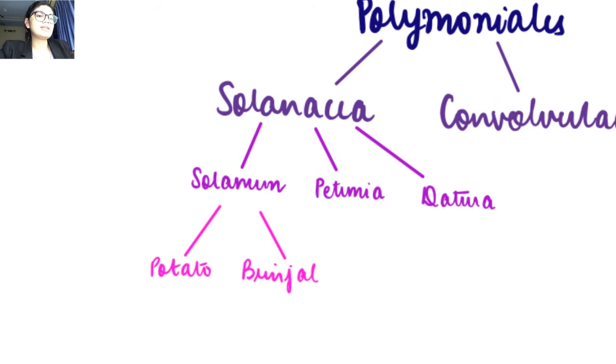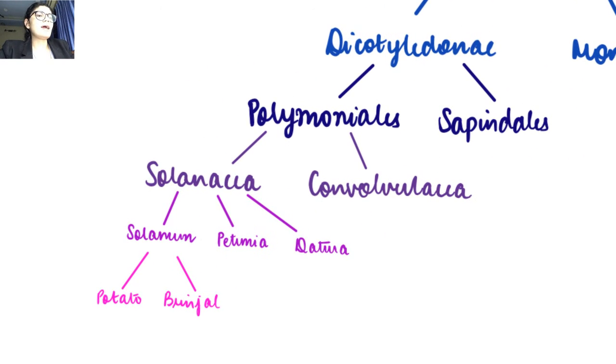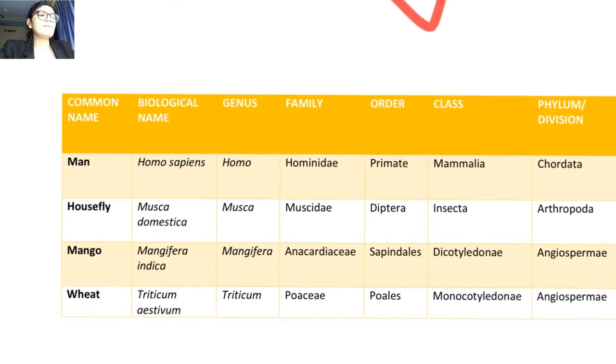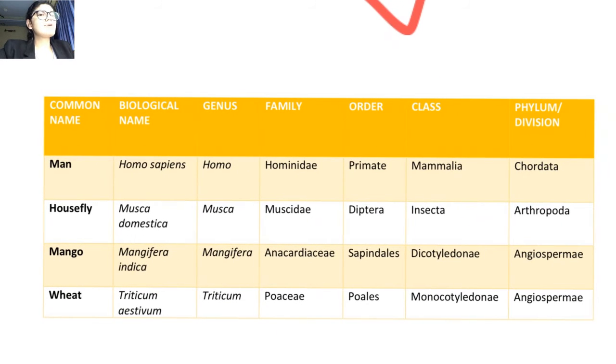One more time. Potato and brinjal to Solanum. Solanum, Petunia, Datura to Solanaceae. Convolvulaceae and Solanaceae to Polymoniales. And Polymoniales and Sapindales to Dicotyledonea. ये समझा? Alright, now we can come to a table. This is something you just have to remember. This can come as an MCQ. ठीक है? So I'll read it out for you, but this is something you ultimately have to remember.